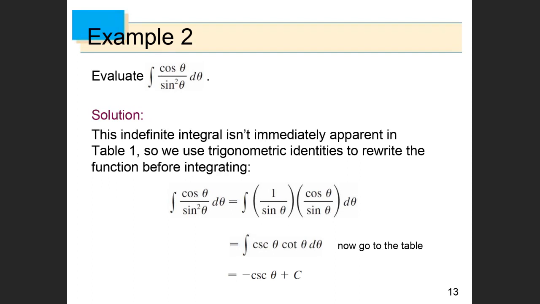If I split this sine squared into sine times sine, notice what happens. 1 over sine is cosec and cos over sine is cot. This is something that we know. The integral of cosec times cot is just negative cosec. All right. So you see, all I did was manipulate this whole expression to something that I know, and it becomes easy to integrate.